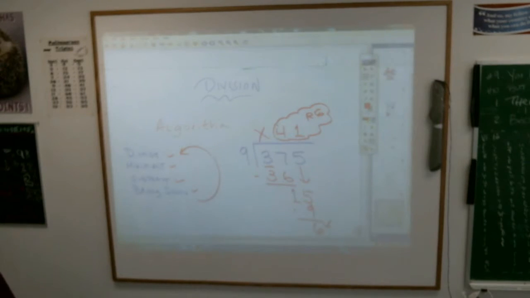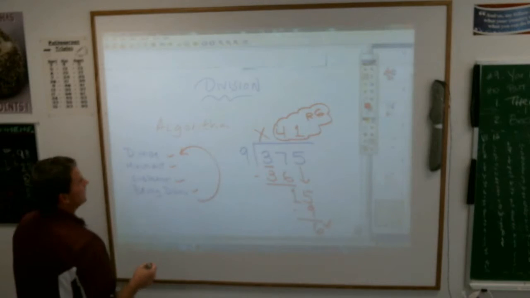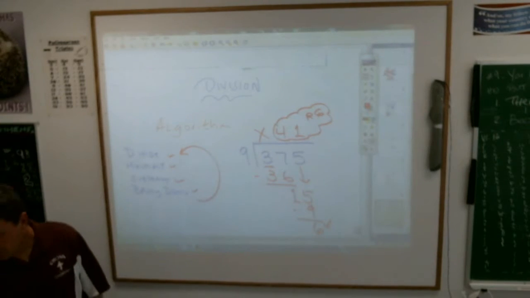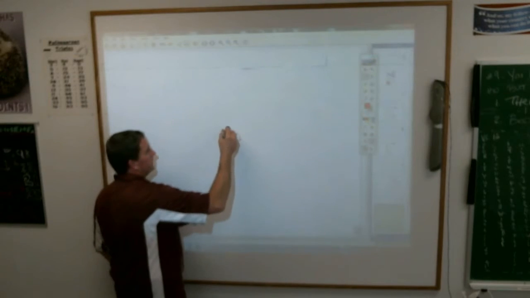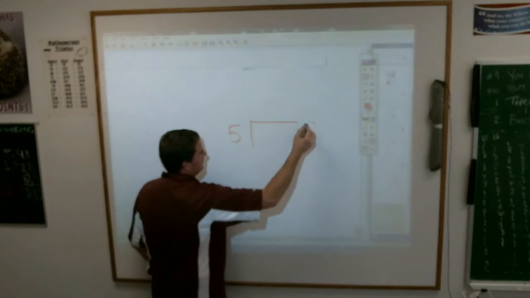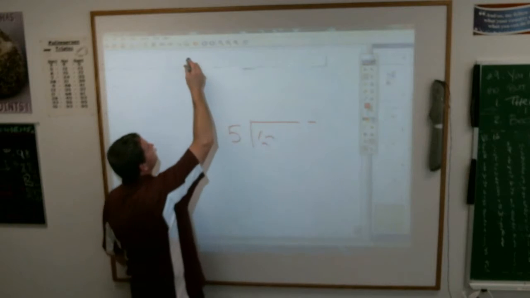Now let's do another one. What about 5 into 645? 5 into 600.